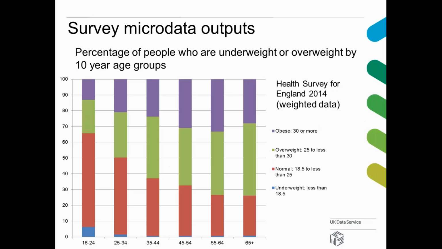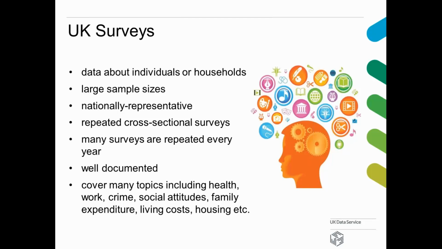And here's the same data, but it's presented in a different way, so you can see how flexible the data are. Some of the most commonly used survey microdata are the UK surveys. Now these are mainly about individuals or households. They're nationally representative, and as such they have very large sample sizes.